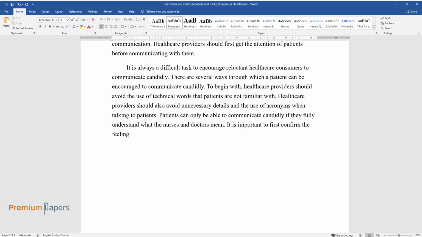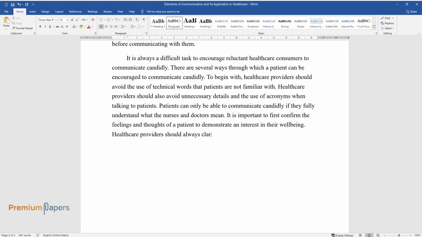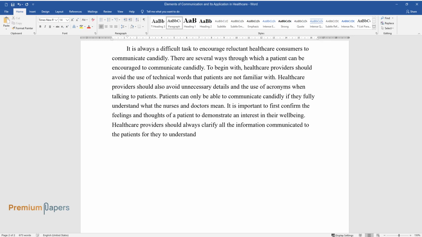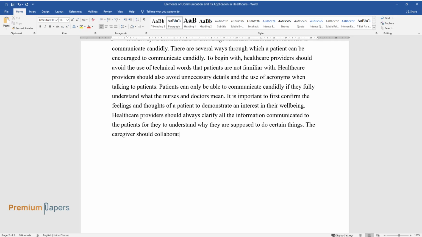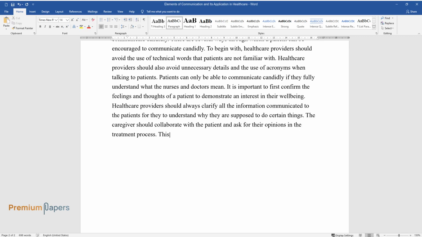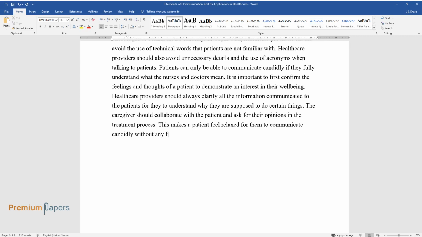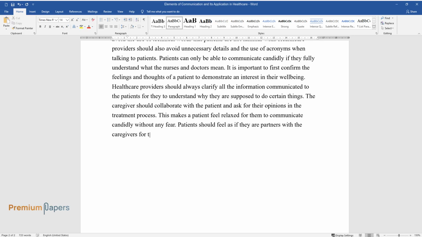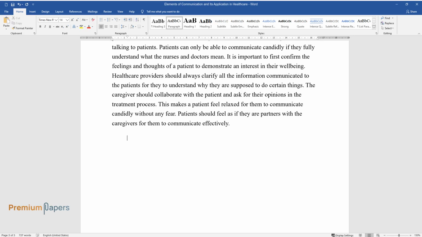It is important to first confirm the feelings and thoughts of a patient to demonstrate an interest in their well-being. Healthcare providers should always clarify all the information communicated to the patients for them to understand why they are supposed to do certain things. The caregiver should collaborate with the patient and ask for their opinions in the treatment process. This makes a patient feel relaxed, so they can communicate candidly without any fear. Patients should feel as if they are partners with the caregivers for them to communicate effectively.